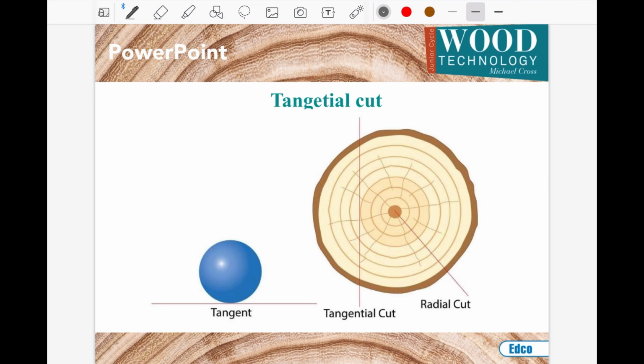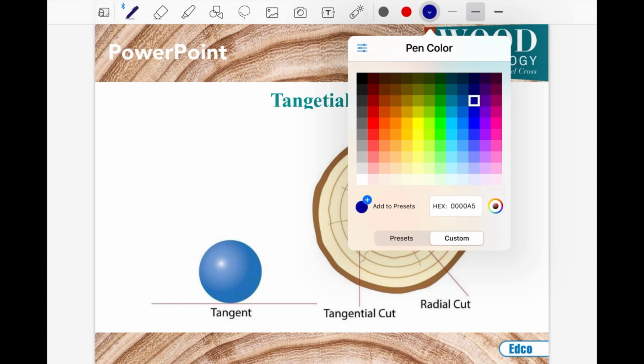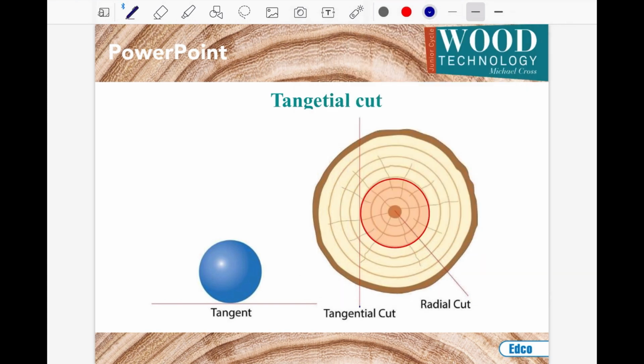Now, if you look at each of these annual rings, there is an annual ring there, and you analyze that annual ring and you look at it. Let me draw that a bit better. So let's take, for example, that annual ring there, and if you look at it, it's just touching off this line. Okay, so there is my line.